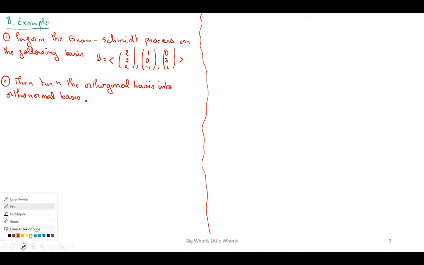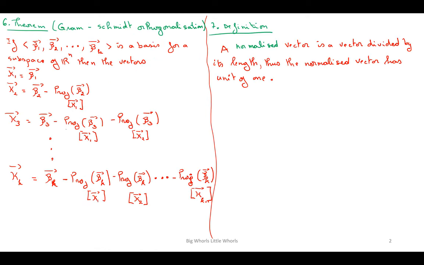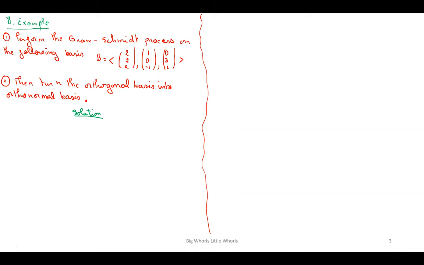So the solution is here. If you remember from the lecture, the Gram-Schmidt orthogonalization theorem. So if you are given a basis made of three vectors, this is the process you need to undertake to be able to turn that basis into an orthogonal basis. So we are here, number 1. So this is beta 1, beta 2, and beta 3.